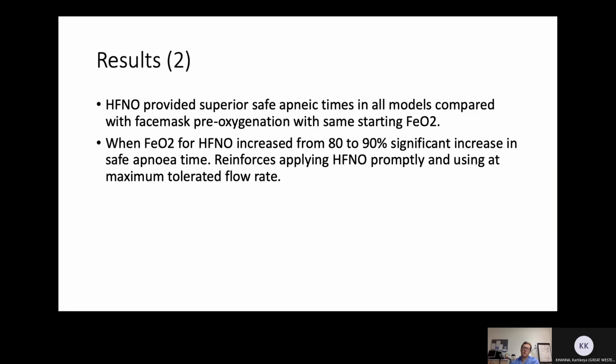So high flow nasal oxygen provided superior safe apneic times in all models compared with face mask oxygenation with the same starting fractional expired oxygen. When you managed to get to the 80 or 90%, then there was a significant increase in safe apnea time, which reinforces that applying it promptly and using it at the maximum tolerated flow rate are going to be advantageous.